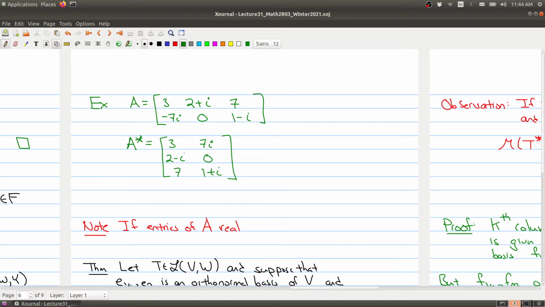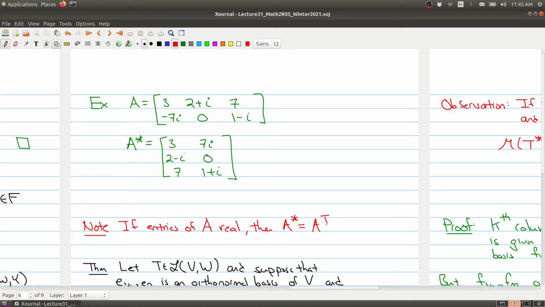And why is this in some ways a generalization of taking the transpose? Well, if all the entries of A are real, then the conjugate transpose is simply the transpose of the matrix A.